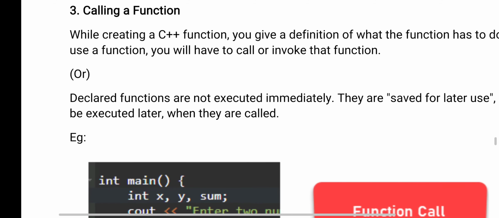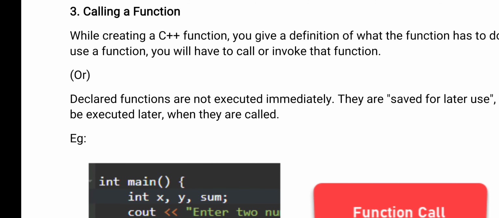Now calling a function. When you have declared the function, when you have created the function definition inside the main function, your function will not be executed. When will the function be executed? When you call the function, at that time the function is executed. This is also called invoking a function. Invoking a function and function calling are both the same. So when you call the function, at that time only the function will be executed.